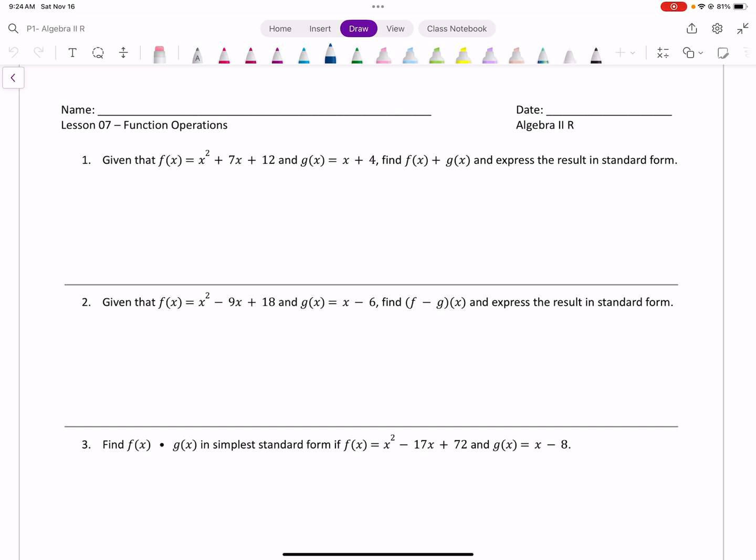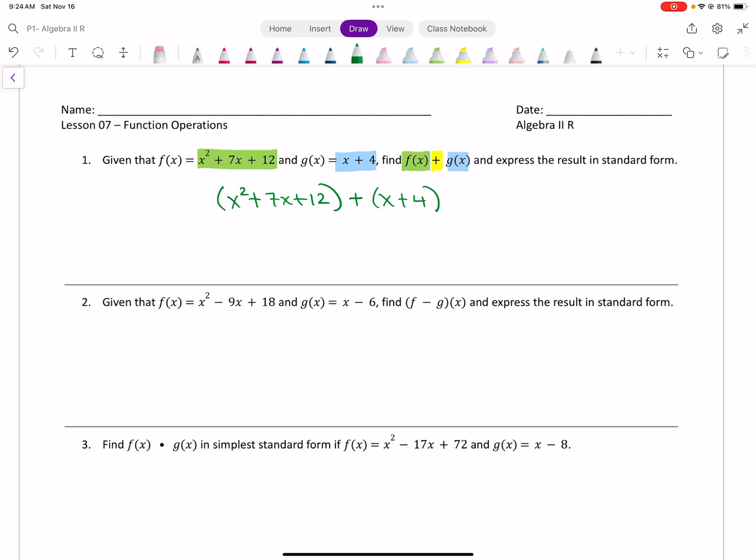So if we take a look at the first question, it says, given that f of x equals x squared plus 7x plus 12 and g of x equals x plus 4, find f of x plus g of x and express the result in standard form. So here they're telling us to take f of x, which is the x squared plus 7x plus 12, and we are going to add to it g of x, which is the x plus 4.